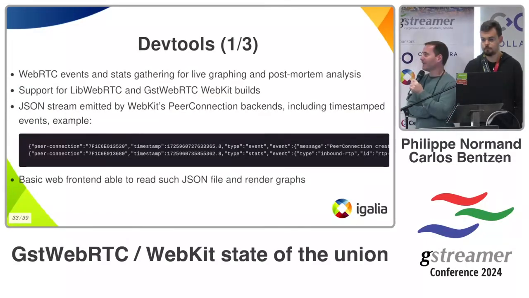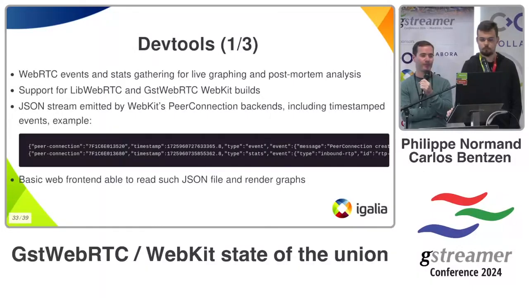Another thing we're working on is DevTools, because as you might know, in Chrome you have WebRTC internals. We would like to have the same kind of thing in WebKit in order to do live inspection of the pipeline and even post-mortem analysis if needed. So to check the logs and so on. And we wanted to have it supported for libWebRTC and GstWebRTC. So we came up with a JSON stream format that is emitted by the backend. And it can then be used later on for graphing purposes or post-mortem analysis.